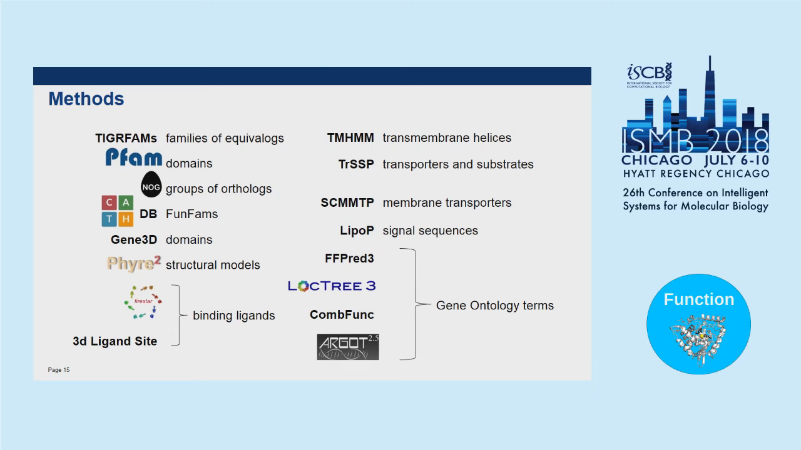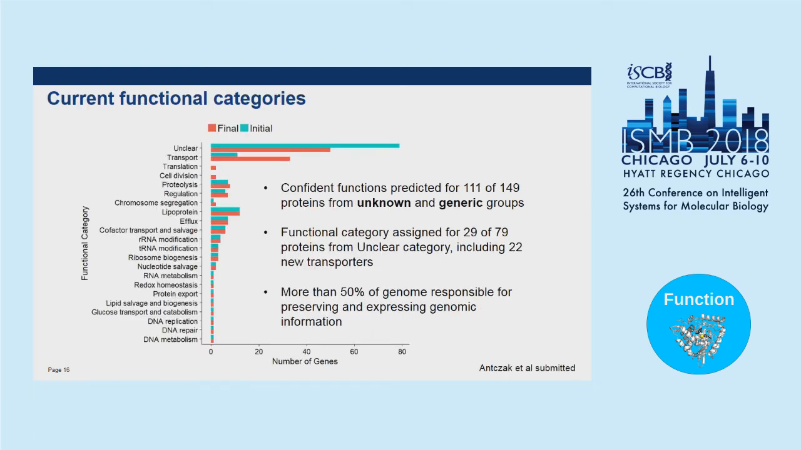And then we moved on to membrane-related features and predicted binding ligands. So in the end, all the results were combined to predict the functions. And as a result of this analysis, we obtained confident predictions for 111 of 149 of these proteins with unknown functions.